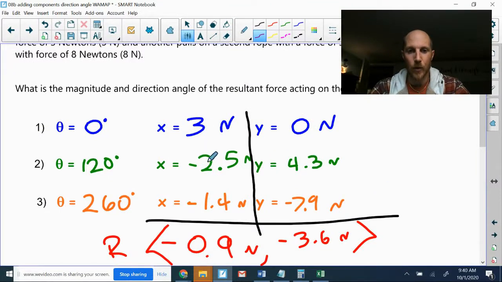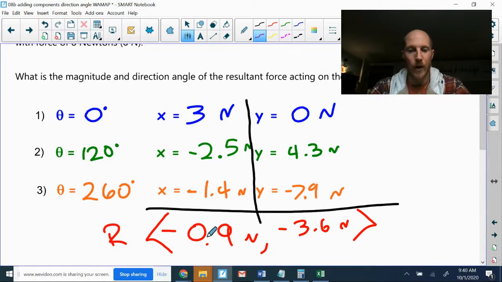So I add 3 and negative 2.5 and negative 1.4, and I came out with a total of negative 0.9. That's the resultant x component. I added my y components. I got 0 plus 4.3 and negative 7.9. I got a total of negative 3.6. That's the y component of the resultant. Yay! Okay, next, we could do this in either order because really they're independent.